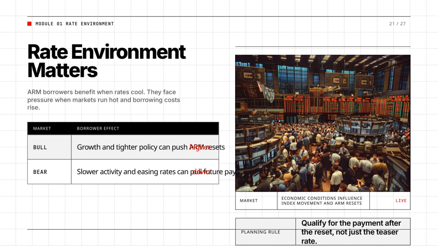Conversely, in a bear market where economic activity slows and rates ease, future payments can be pulled down, offering some relief to borrowers. It's important to remember that economic conditions heavily influence both the index movement and how ARM resets occur. And finally, when planning or qualifying borrowers, the key rule is to qualify them based on the payment after the reset, not just the initial teaser rate. This helps ensure borrowers can comfortably manage their future payments regardless of rate changes.